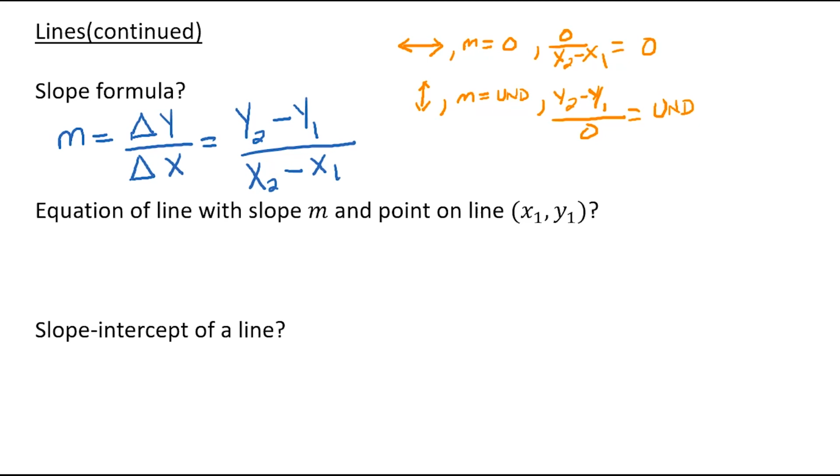So with all that being said, your slope formula is m equals y sub 2 minus y sub 1 over x sub 2 minus x sub 1.